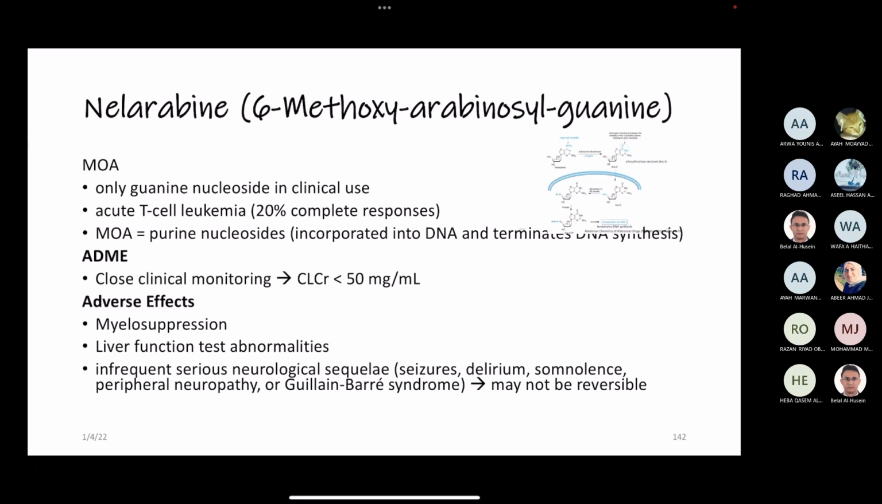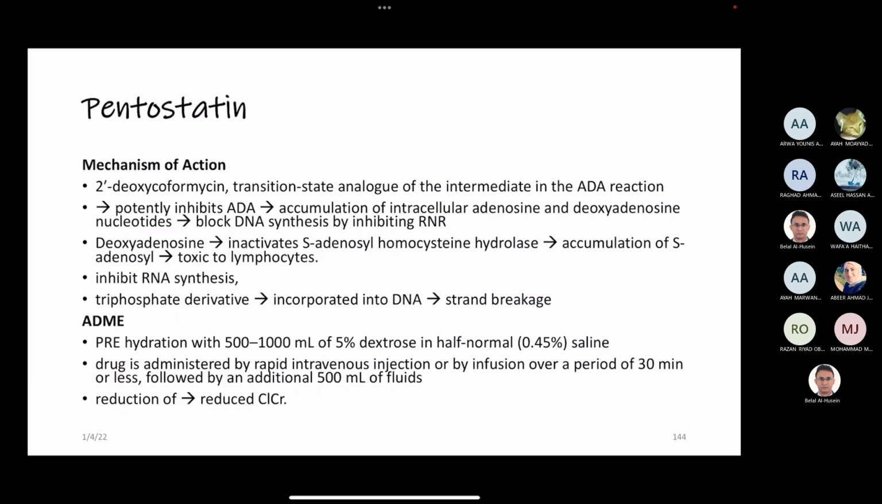Adverse effects are myelosuppression, liver function abnormalities, and also neurotoxicity, which includes seizure, delirium, somnolence, peripheral neuropathy, and some form of peripheral neuropathy called Guillain-Barré syndrome. Now, Guillain-Barré syndrome is a side effect which you would encounter with older forms of vaccinations. But the newer forms of vaccination don't have the Guillain-Barré syndrome or this neurotoxicity. Pentostatin, as we mentioned, is also a bone marrow suppressive agent, but in addition to that, it causes renal toxicity.